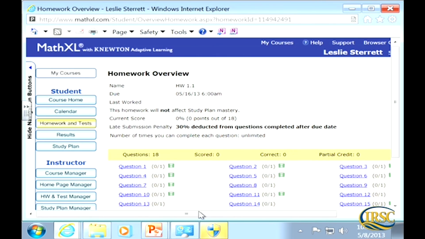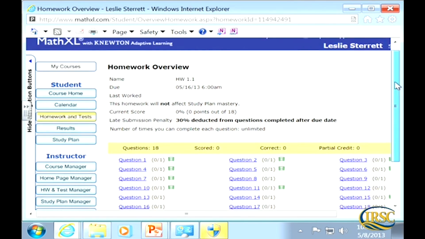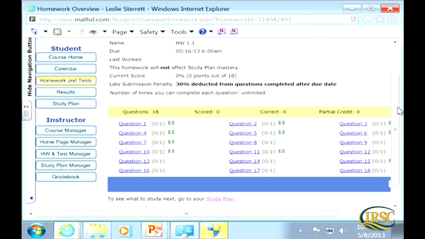Okay, looking at Math Excel, you see that when you click on the homework assignment, it shows you a list of all the questions that are in here. The ones that have icons next to them, this means that there is a video that might help to explain that particular question. That's what the film strip icon looks like. There might be other icons because there might be other things that are available for that particular question.